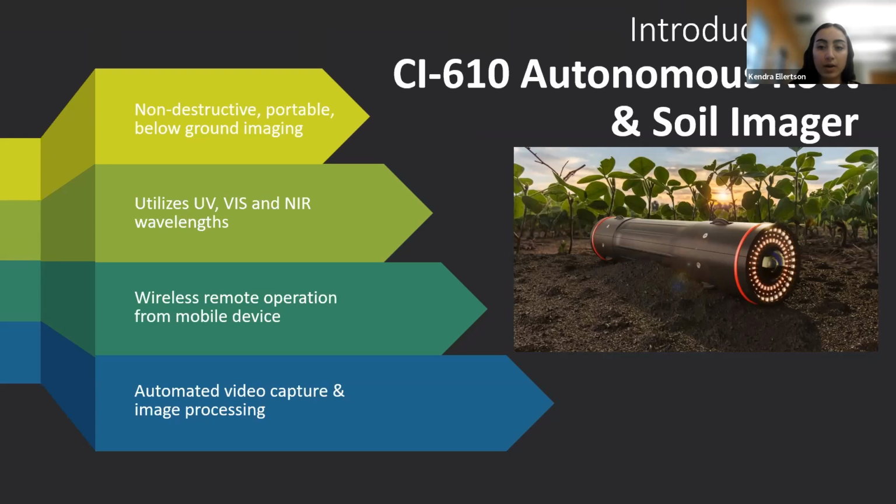So when you start the device from your phone, the device will illuminate at the bottom and it will travel autonomously down the tube. And as it's traveling down the tube, it'll be taking a video. It'll detect that it's at the bottom of the tube and reverse and start to go back up the tube. And that's when it's going to do its image processing. And then once it reaches the top, you'll see those images and video on your phone.